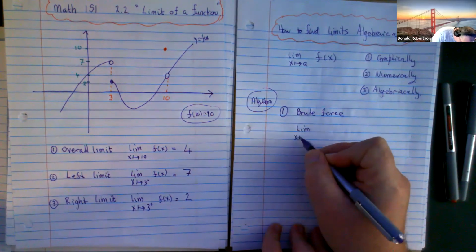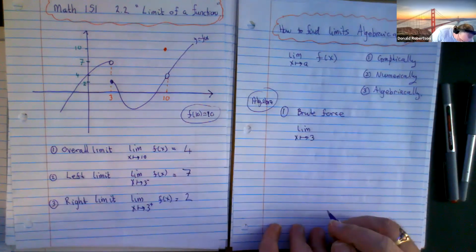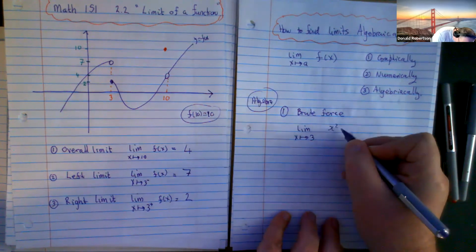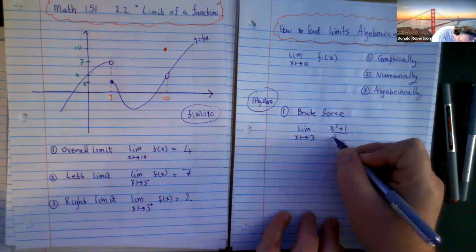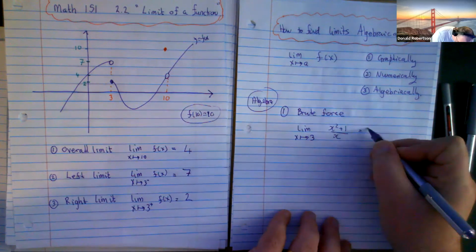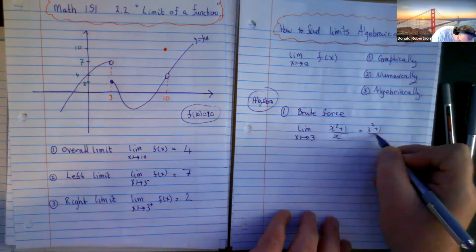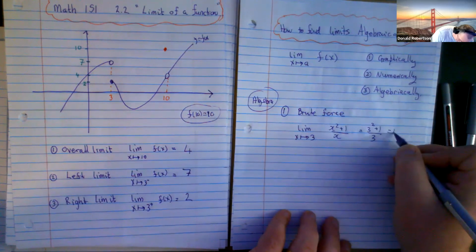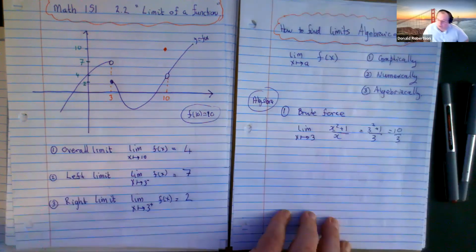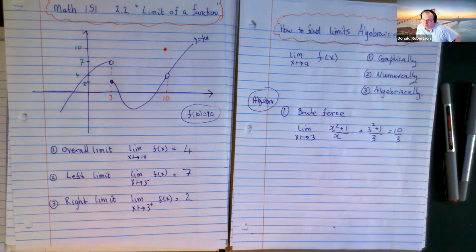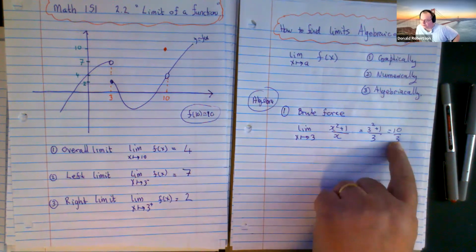I wanted to find the overall limit as x tends to 3 of x squared plus 1 over x. I could simply just plug in 3 and get the answer, 10/3. Would you agree there's no problem with that because the function doesn't have a problem, right? If it's just a normal function and you want to find its limit, isn't that the same thing as the value of the function?